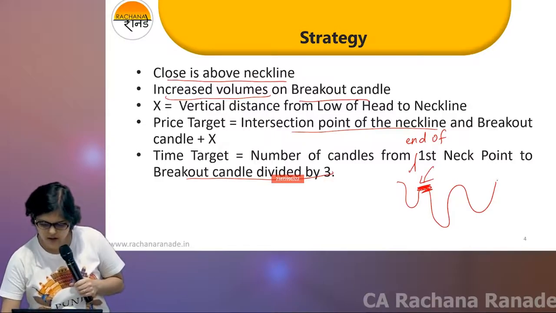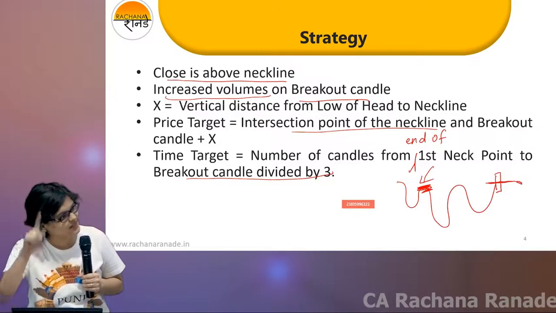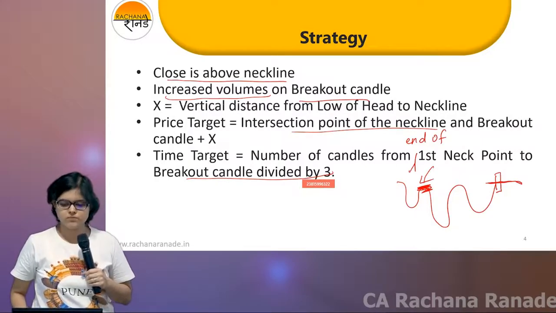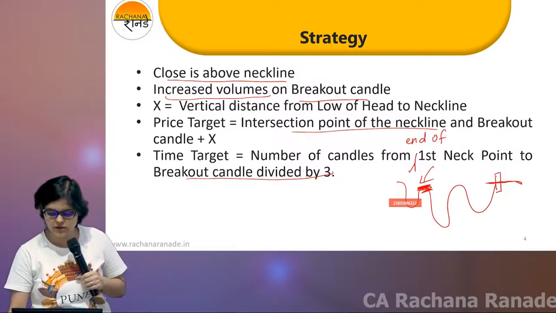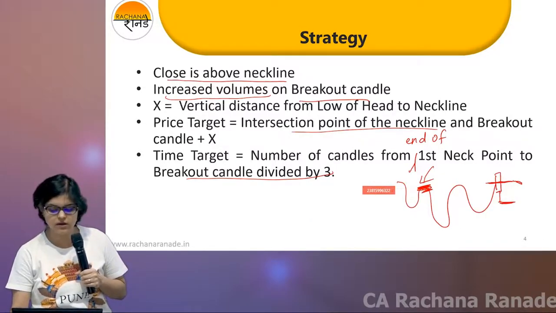On the breakout candle, it is the point at which it is intersecting. Neckline is the neckline plus X. So resistance plus X, correct. His point was, let us say the low is here for this candle. Are we going to add X from here? No, we are going to add X from the resistance neckline.